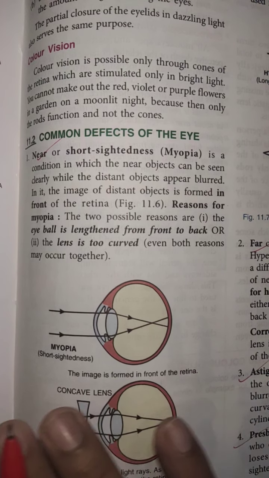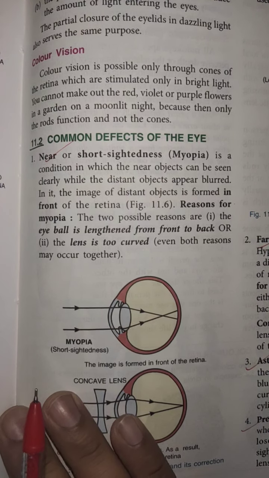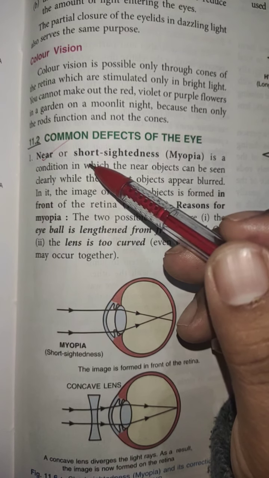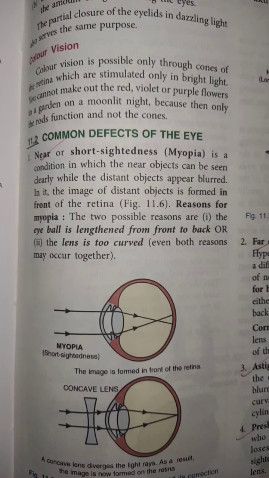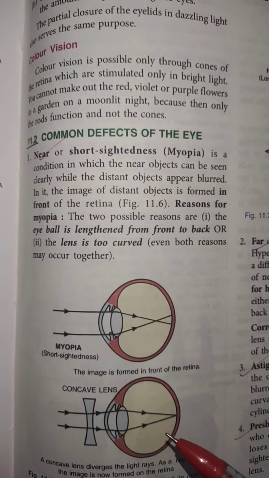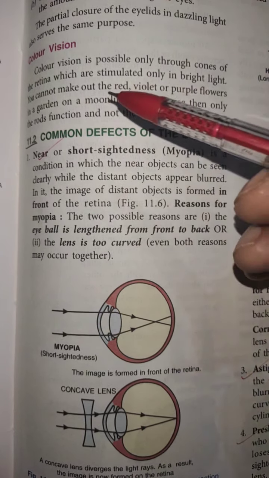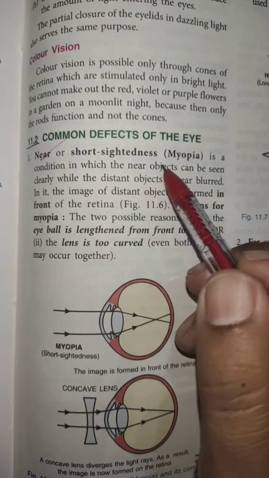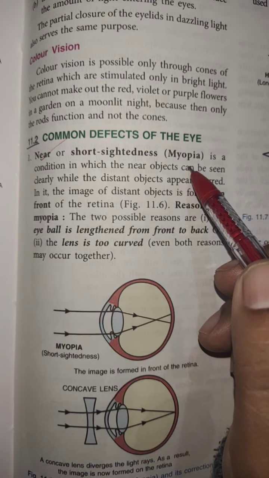Good morning, class. Today we'll be learning about common defects of the eye. We have to learn in detail short-sightedness and long-sightedness, the diagram and the corrective measures. So let us start with near or short-sightedness, also known as myopia.